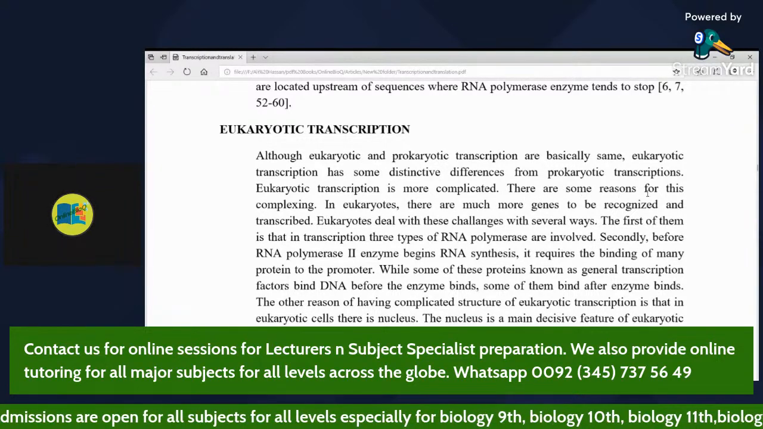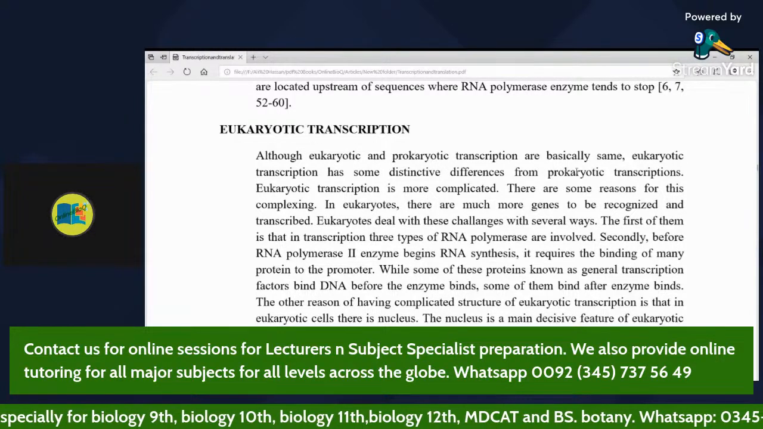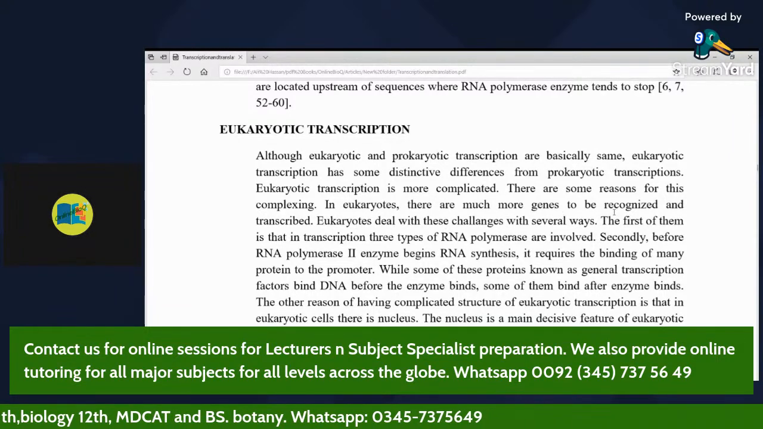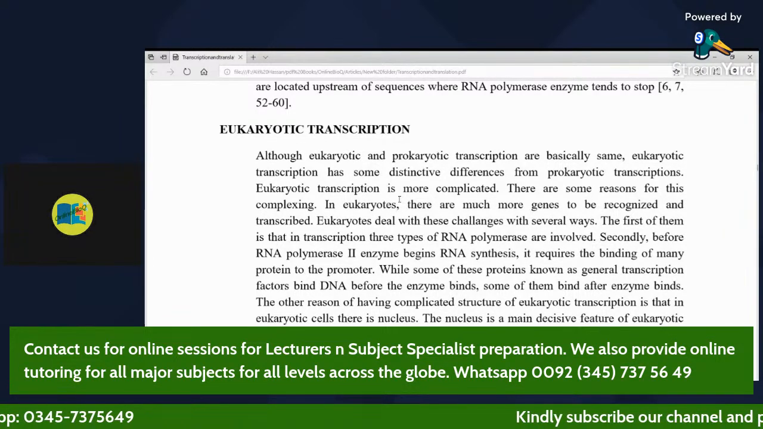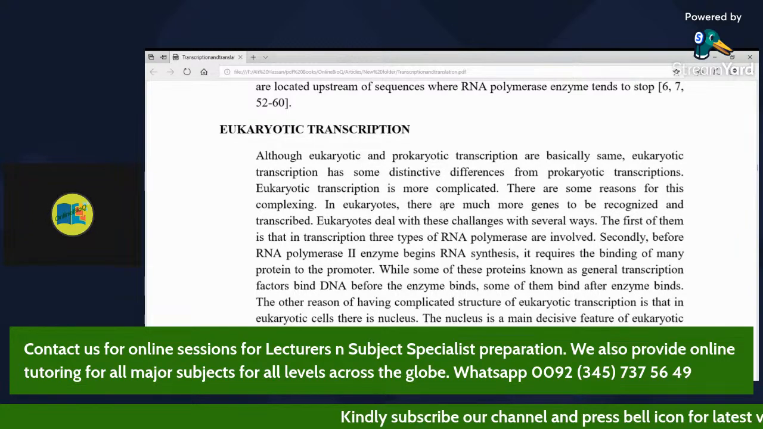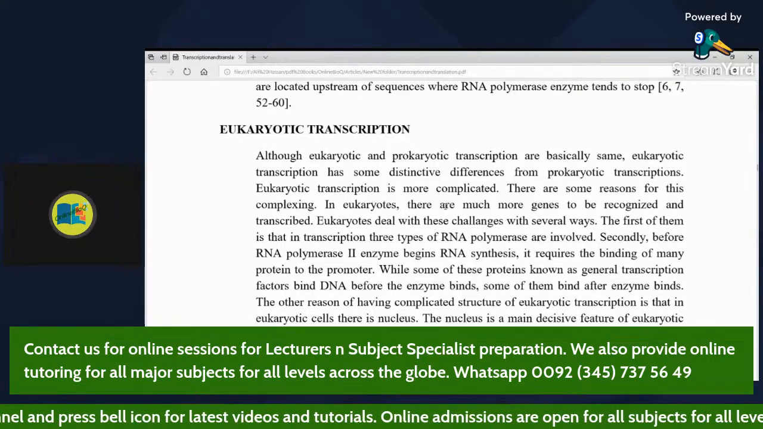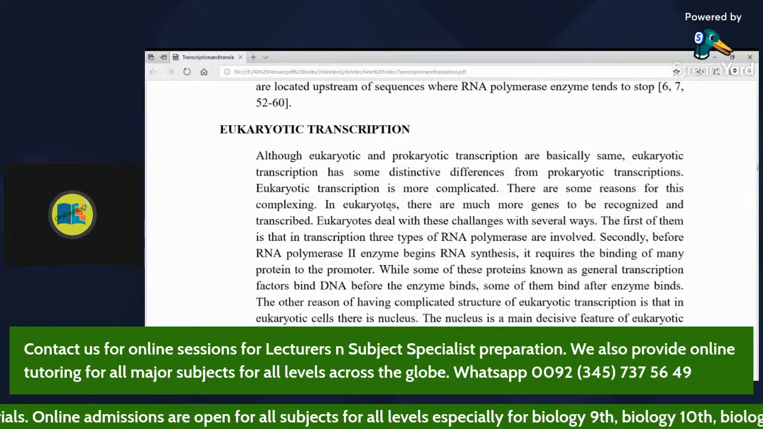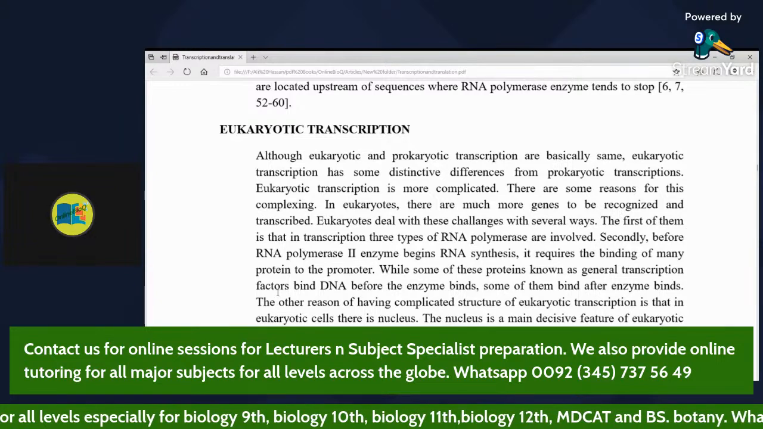There are some reasons for this complexity. Number one, in eukaryotes, there are many more genes to be recognized and transcribed. Eukaryotes have many chromosomes. For example, we studied that in prokaryotes only one chromosome is present; prokaryotes are haploid. But when we come to eukaryotes, there are many more genes to be recognized and transcribed.